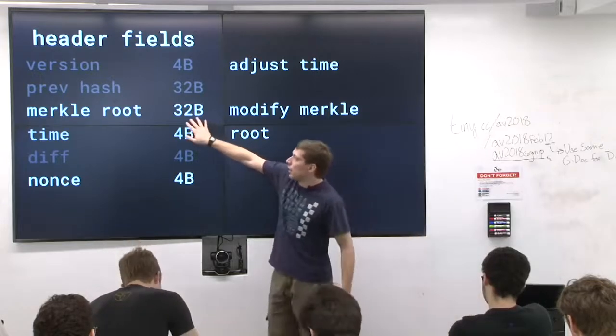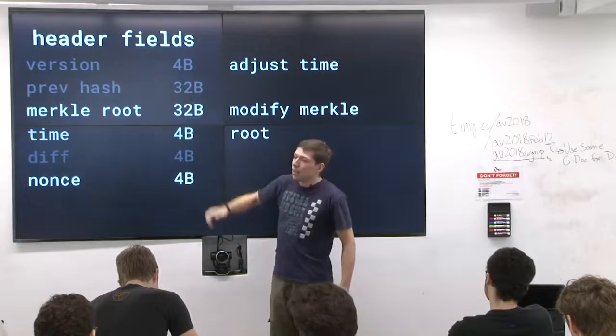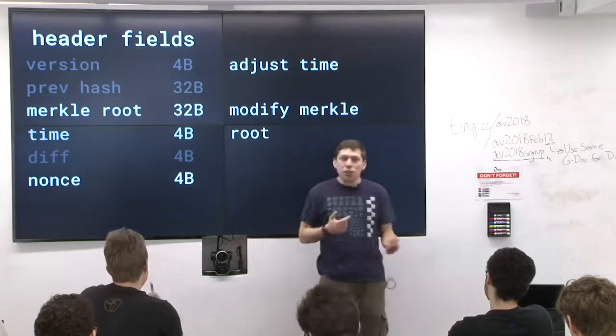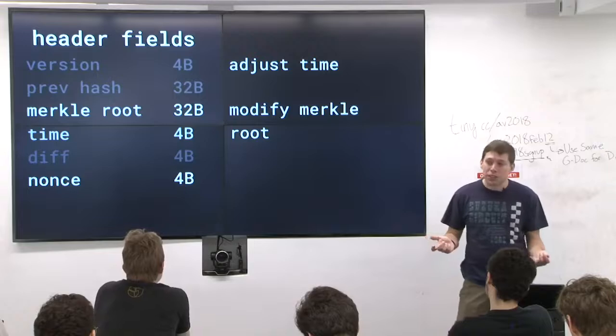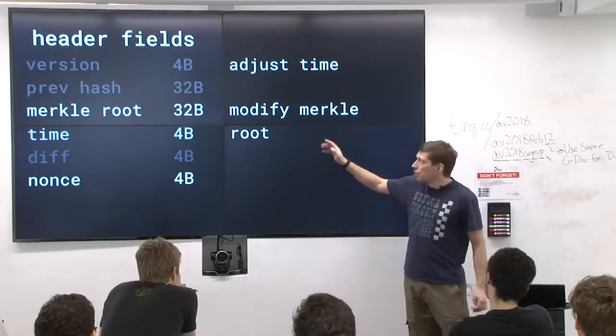And so this is really where you're going to have all the variation, right? You have 32 bytes here. And even if it was just swapping, and you have 1,000 transactions, swap in whatever order you want, there's enough entropy there that you'll be able to find it.